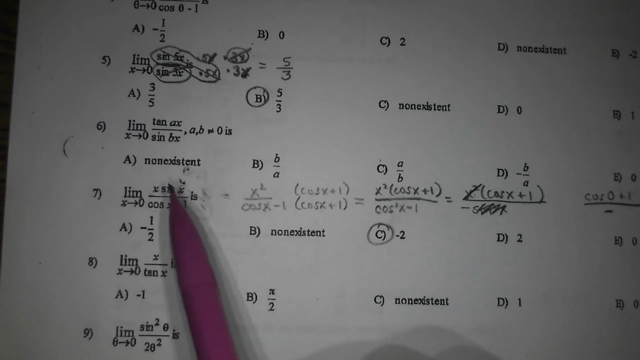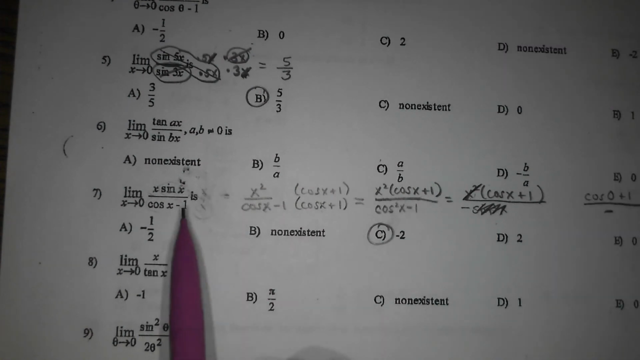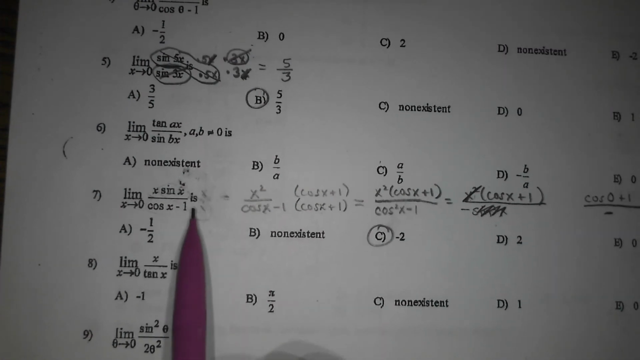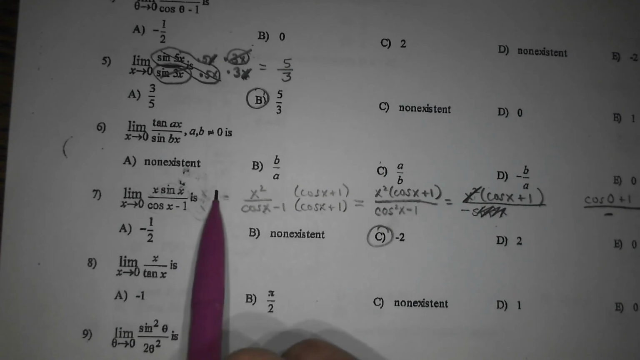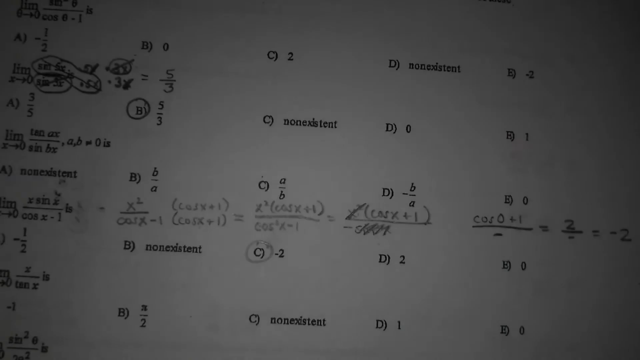Now, in hindsight, I wish I had done that right from the start. But I was trying to maybe capitalize on the sine of x over x, and it didn't work. But if I had done that right from the start and multiplied by cosine of x plus 1 over cosine of x plus 1 and then did the sine squared thing, it would have all worked out still. It would have come up a little differently.